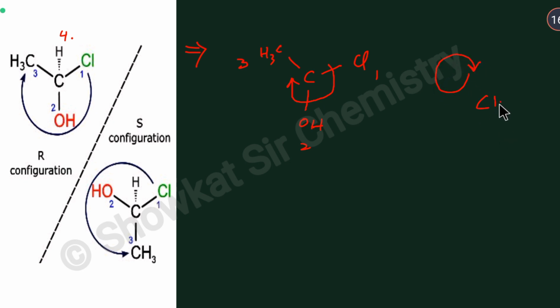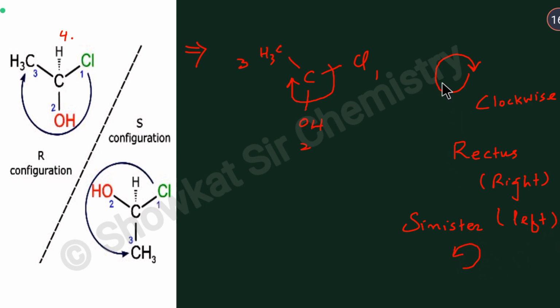Now if I rotate in the clockwise direction, then it is known as rectus or R isomer. R has been derived from rectus. Rectus means towards right, you have to remember it like this. R stands for rectus. And then we have sinister. Sinister means left. That means if I rotate in the anti-clockwise direction, then it is given S, and if I rotate in the clockwise direction, then it is given the name R. So one is the R isomer. R stands for rectus, which means right, and S stands for sinister, which means left, simply anti-clockwise direction.